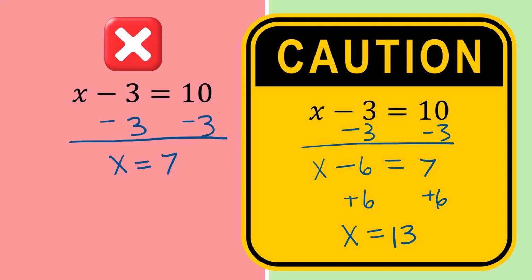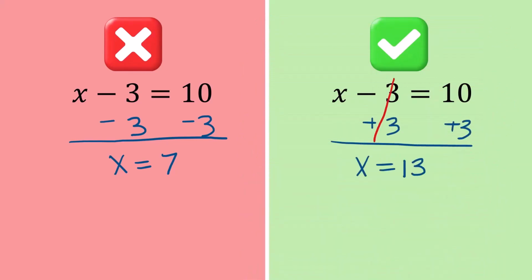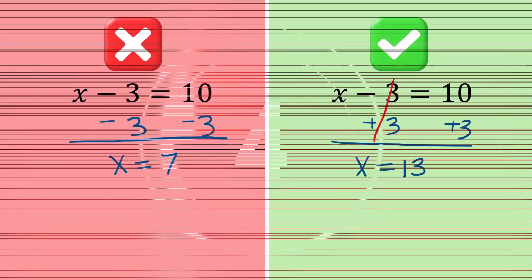This works, and I would give someone full credit for that, but a better way to do it would be to add 3 on both sides to start with. You end up with x equals 13, which is the correct answer.